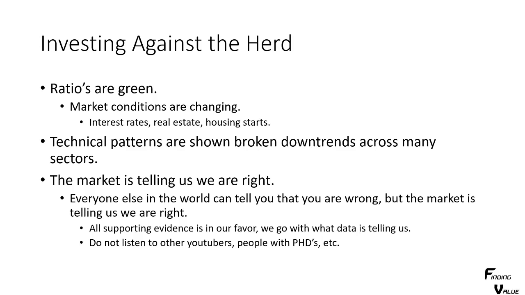We've got technical patterns that are showing broken downtrends across many sectors in the commodities area. Oil and natural gas, uranium. We've got a bunch of base metals and precious metals that are all showing that they're going to go higher. The market is telling us that we are right with the commodities pick, because we can see it across the entire breadth of commodities almost.